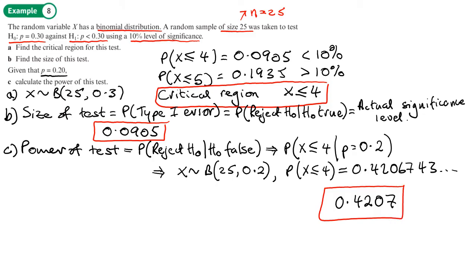So let me just highlight those answers before we move on. We've got a critical region. We worked out the size of the test, which was the probability of a type 1 error, rejecting H0 when H0 is true. We then worked out the power of the test by working out the probability of rejecting H0 when H0 is false. So you can see the link between these two things, the size and the power. Both are linked to the probability of rejecting H0, either when we've made the right decision when H0 is false, or the wrong decision because H0 is true.